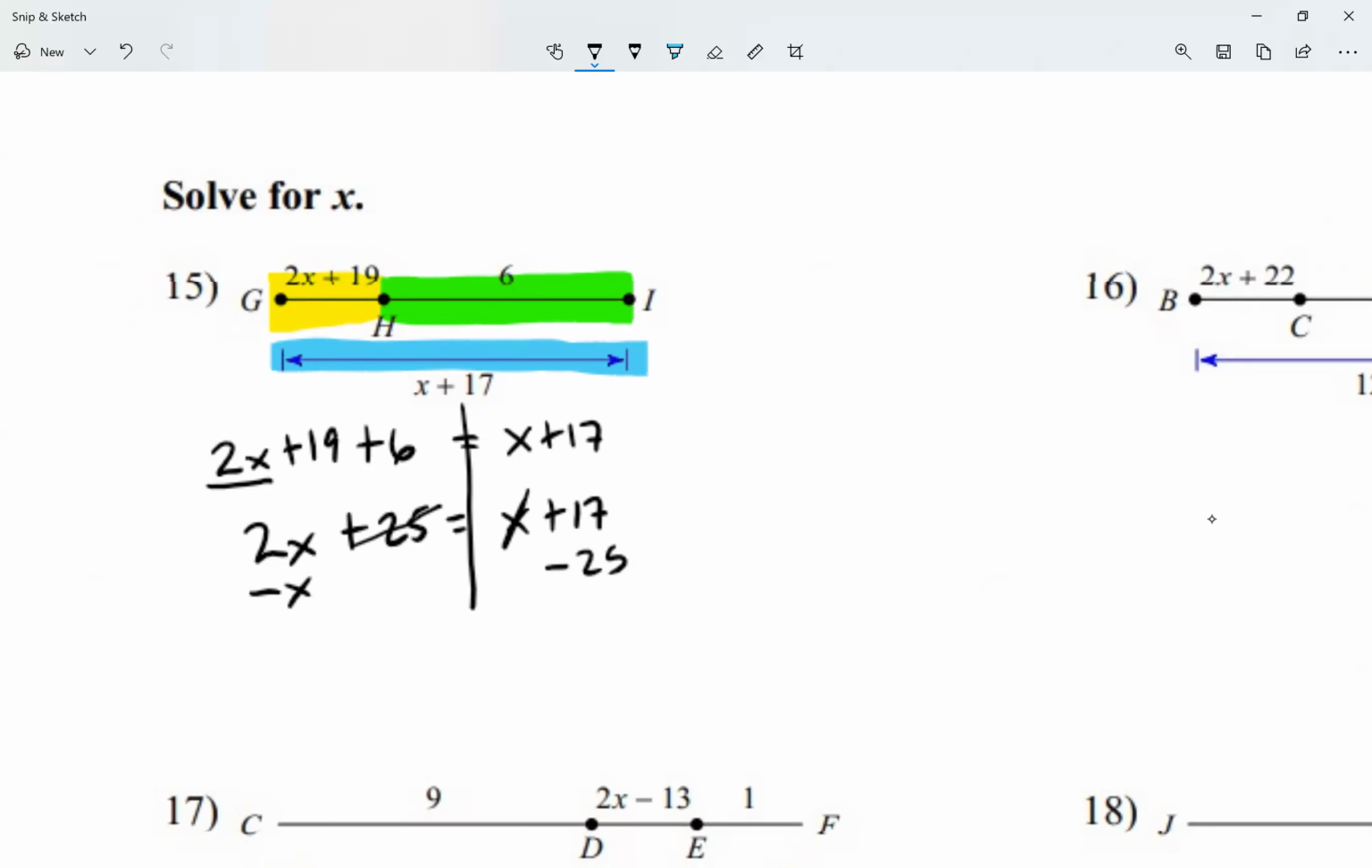In reality, what I want to do is move the letters to one side and the numbers with no letters to the other side. That's really what I want to do, to be able to combine like terms. On the left, I see 2x minus 1x. I know 2 minus 1 is 1. So 2x minus 1x is 1x. I'm just going to write x. On the right side, I see 17 minus 25. 17 minus 25 is a negative 8.